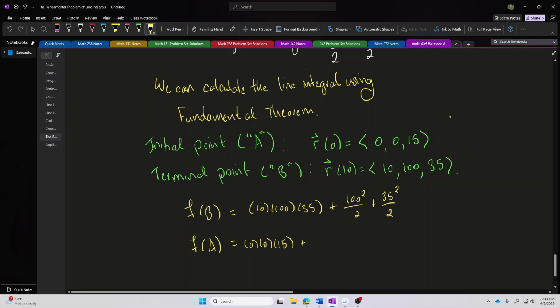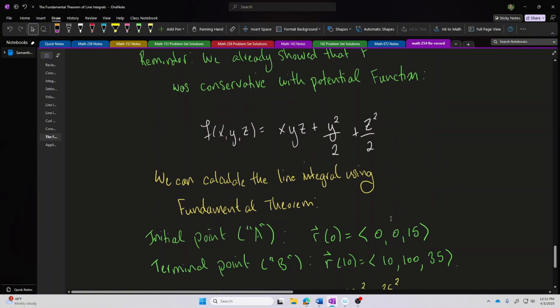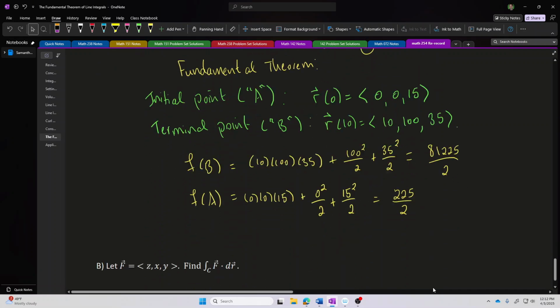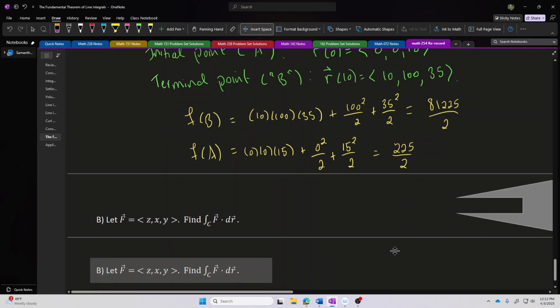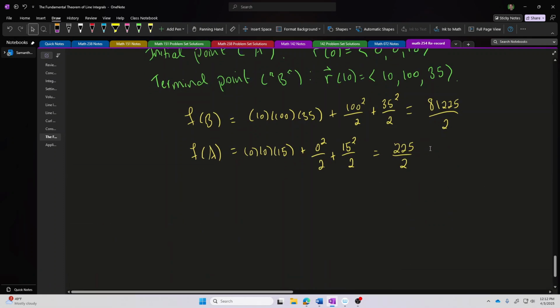Y squared over 2 becomes 0 squared over 2. And z squared over 2 becomes 15 squared over 2, using the x and the y and the z for the curve's initial location, achieved at this initial time. So with a little calculator help, I've gone ahead and cleaned up those two values to rewrite them as simplified fractions. And now to finish the calculation of the line integral, all I have to do is subtract these two results.